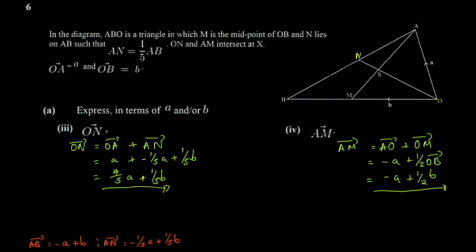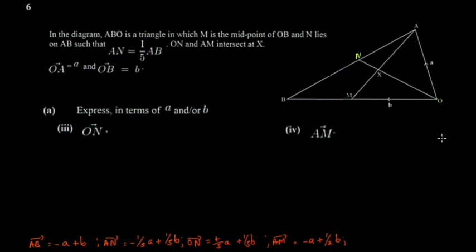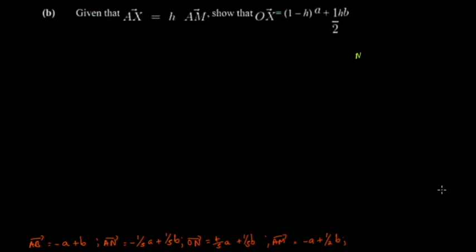So we're going to record our answers once more so that we use them in later parts. So ON is equal to 4/5 A plus 1/5 B, like this. Okay, and then the next one is AM, it's equal to negative A plus 1/2 B. Okay, so this is good. Let's quickly wrap, and then we move to the next part.